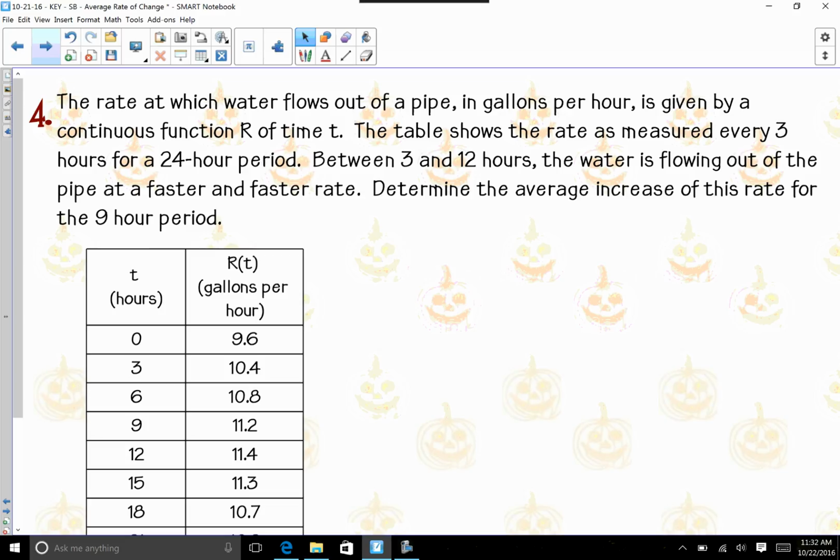So now this brings us to number 4. This is where we stopped in class, so we'll pick up here.